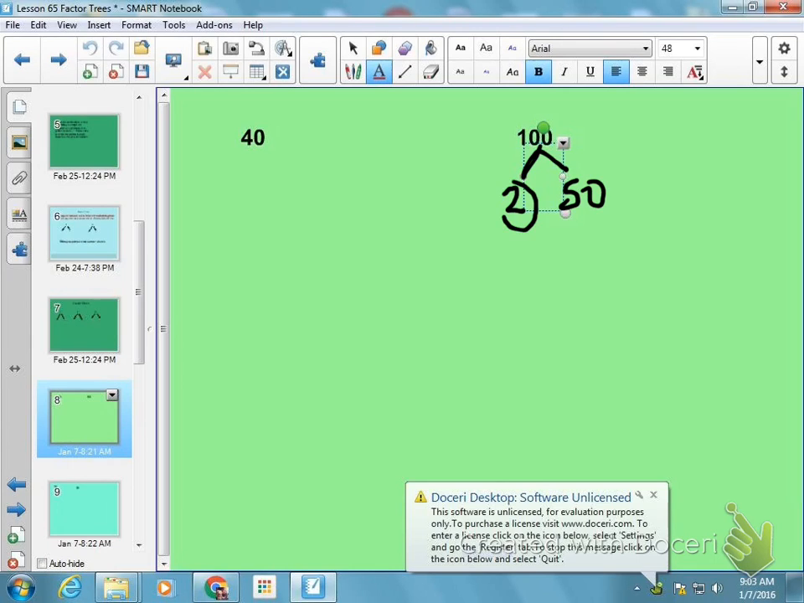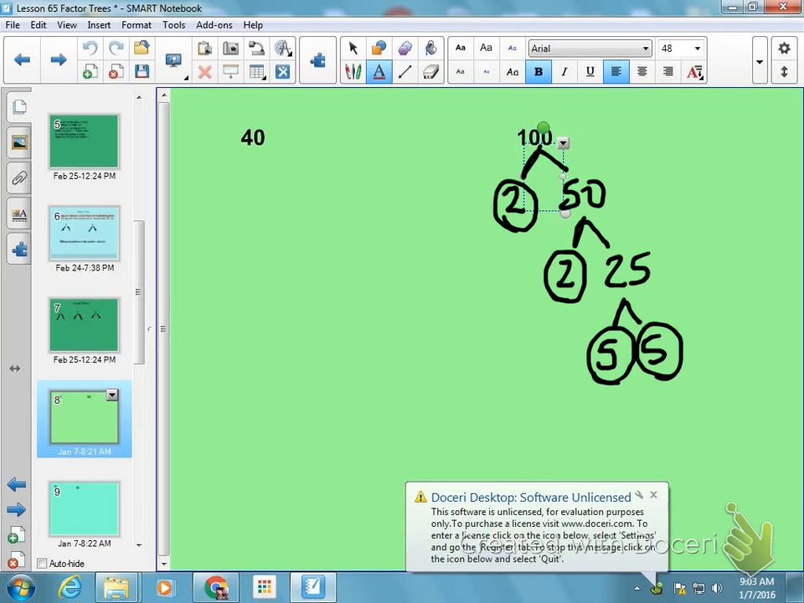2 is prime, but 50 is not. If it's not prime, we have to keep going. What two numbers could I multiply together to get 50? I know 2 and 25. So 2 is a prime number, but 25 is not, so we have to keep going. What two numbers could I multiply together to get 25? 5 and 5, because 5 times 5 is 25.